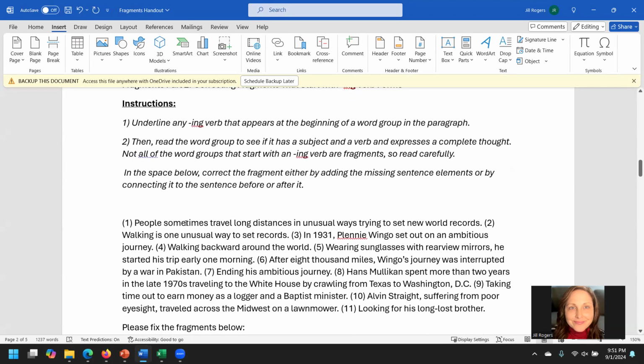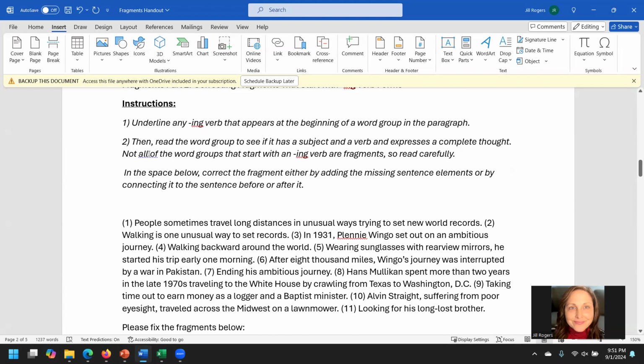All right, so what you need to do for this paragraph is underline any ing verb that appears at the beginning of a word group, okay? So these are your sentences. They're nice and numbered, okay? So you can always just look. No, okay, there's no word group. Oh, there is. Oh, okay. But maybe it's not a verb. In this case, it's not a verb. It's actually a noun. But you can underline it anyway, just to see where it is. Here's another one. You should underline it. Here's another one. Underline it. So you get the idea.